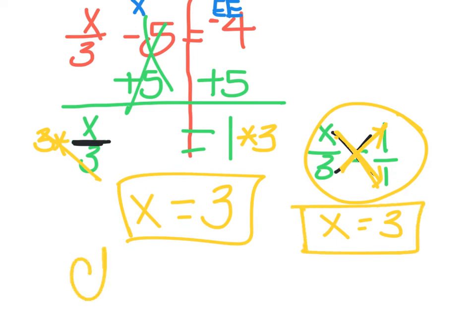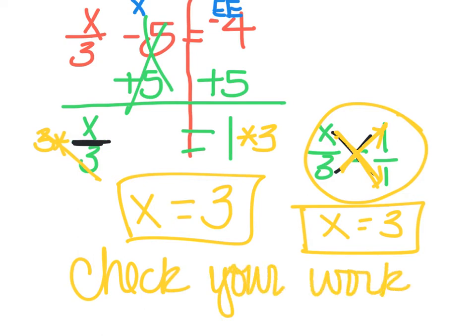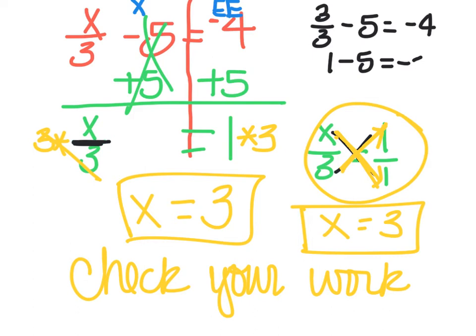Don't forget to check your work. Plug it back in. Make sure it works. So if I do that up here, I'm going to do it in black. Instead of x over 3, I'm going to put 3 divided by 3 minus 5 equals negative 4. Well, 3 divided by 3 is 1, and 1 minus 5, we've got to see if that equals negative 4.